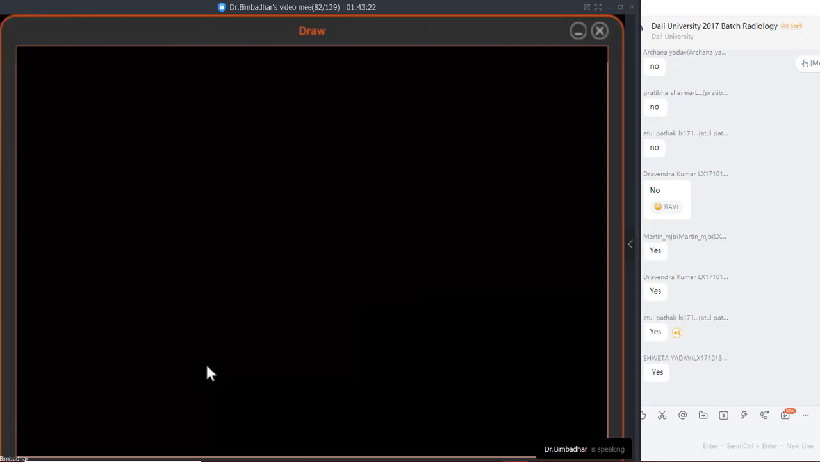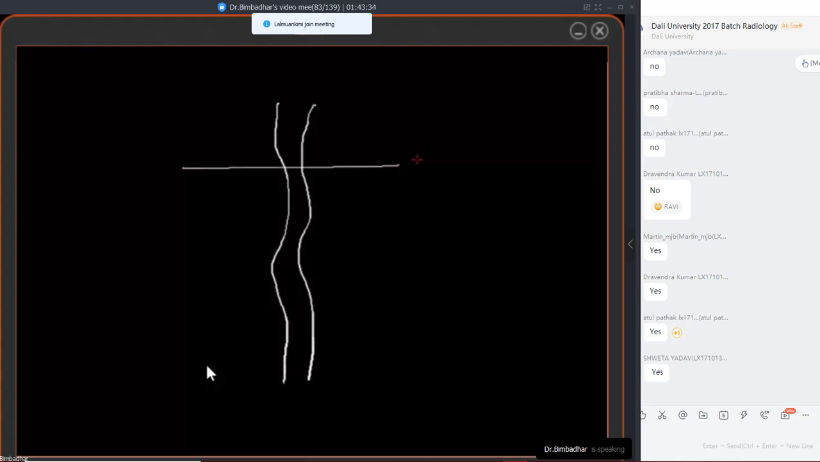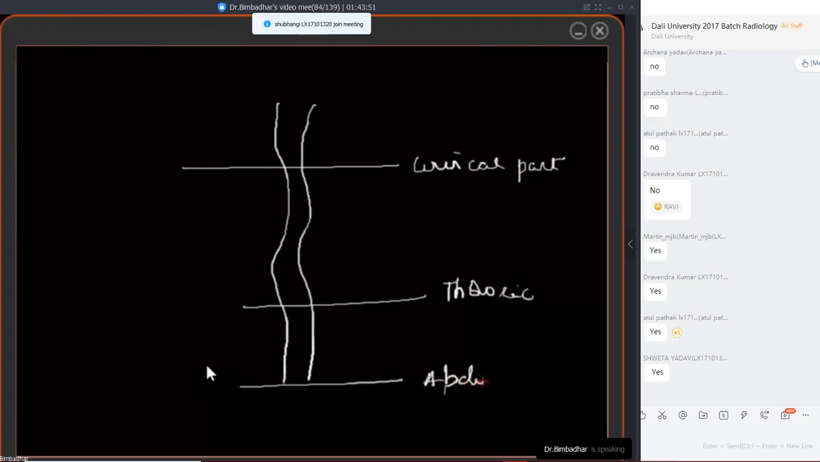You have to remember there are three portions of the esophagus. Let's think this is the esophagus. The first part is called the cervical part of the esophagus. Then we have the thoracic part of the esophagus. Then we have the abdominal part of the esophagus. It has three parts.